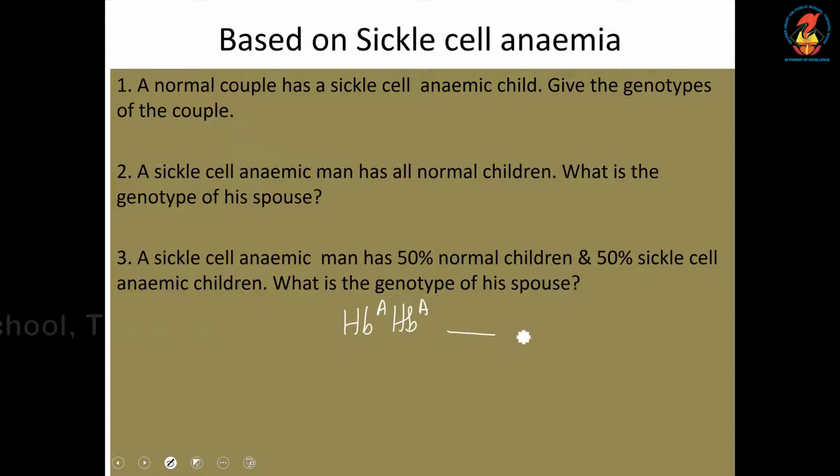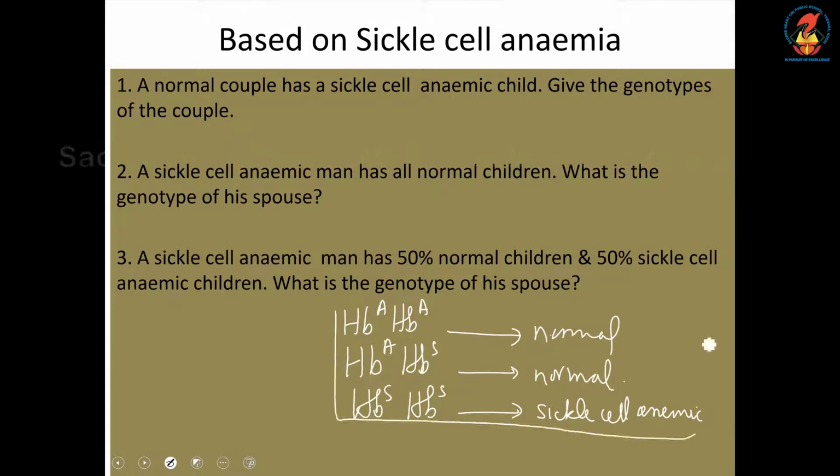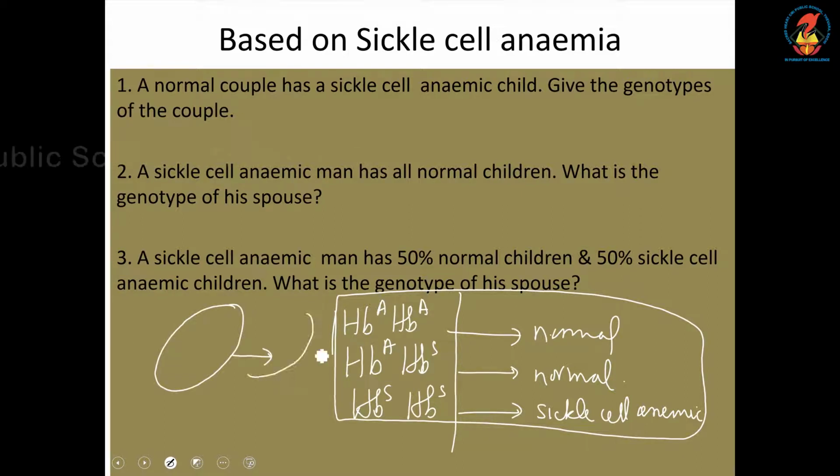HbA HbA indicates a normal person. HbA HbS is again a normal person. HbS HbS indicates a sickle cell anemic person. This is normal, this is also normal. Clear? These are the only possible genotypes. This is the case where the shape of the RBC gets distorted, becomes sickle shaped, and as a result they have difficulty in oxygen carrying capacity. So let's crack these problems.